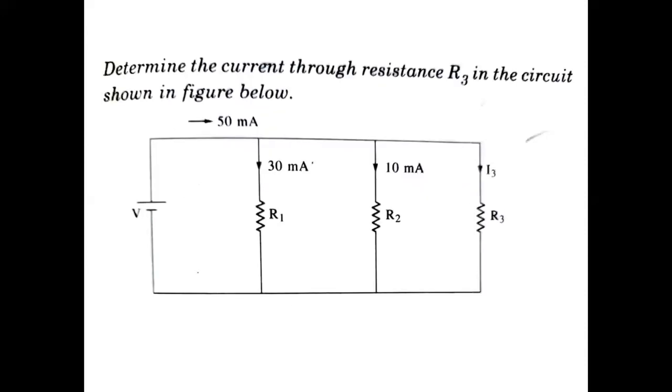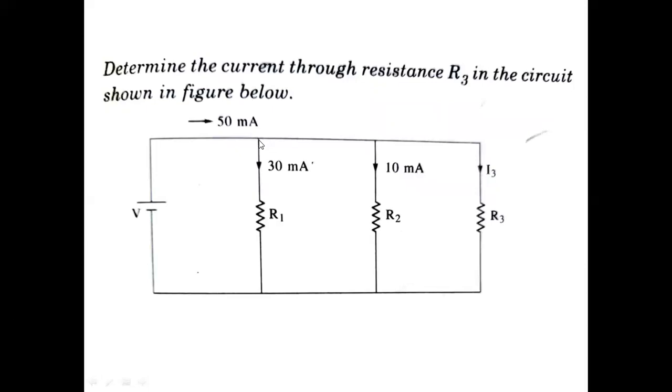Next, determine the current through resistor R3. That is I3. The circuit is shown below. So total current is 50 milliamps.